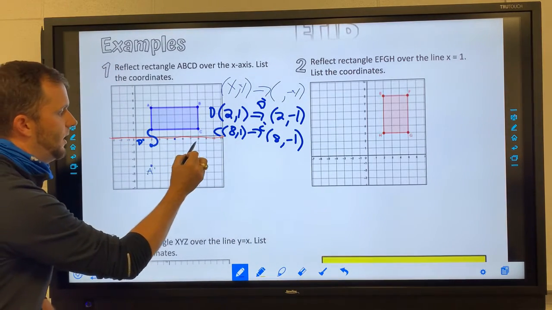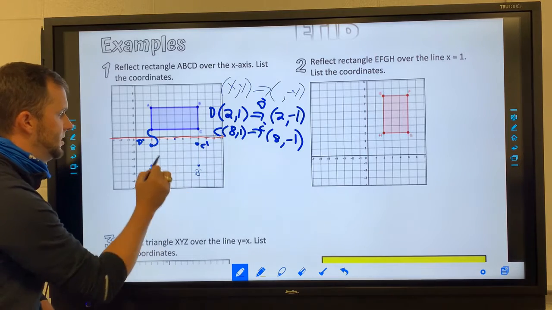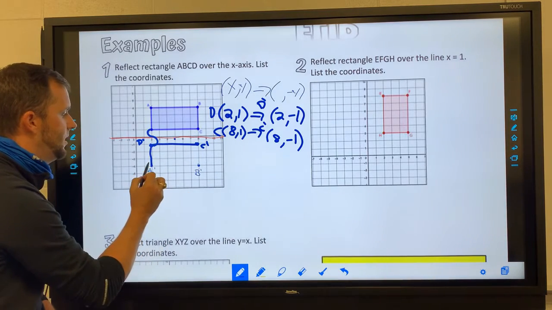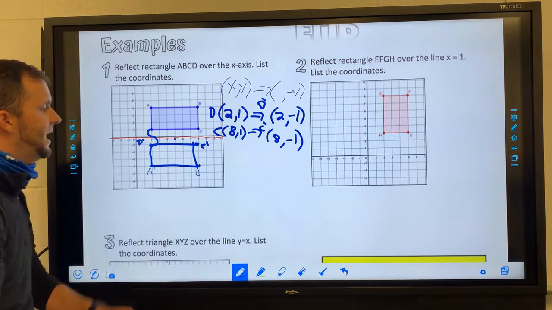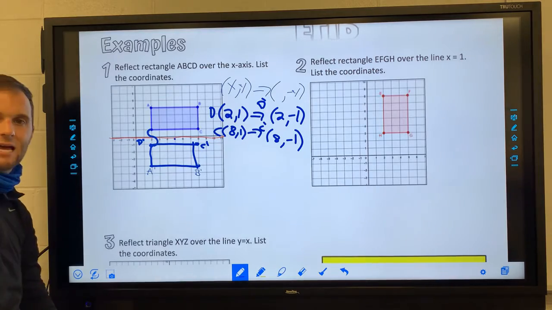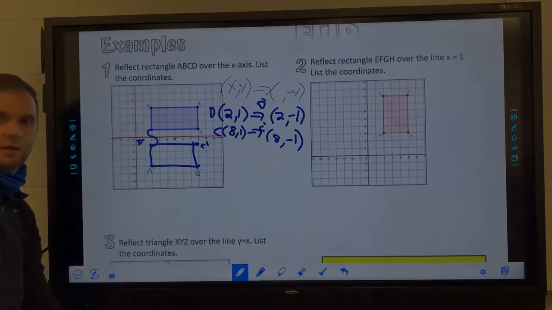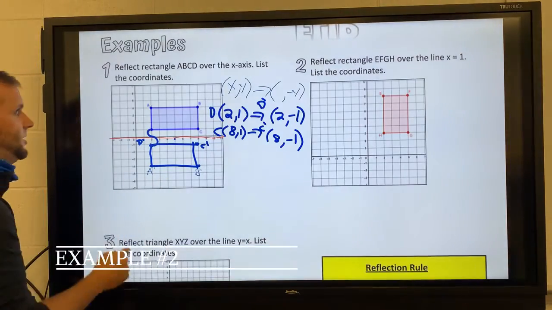So I'm going to count over. I'm going to go down 1. So this, ladies and gentlemen, is C prime. So now you can look. I have now taken this shape and I have flipped it over the x-axis. Super simple. Okay? So now we're going to look at example number 2.